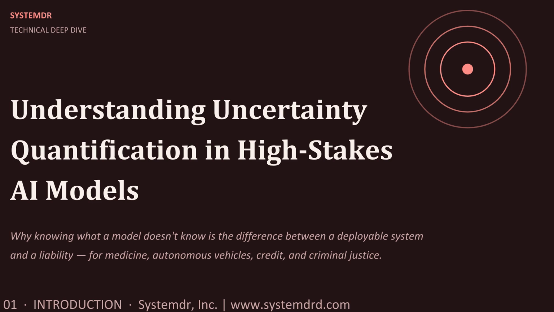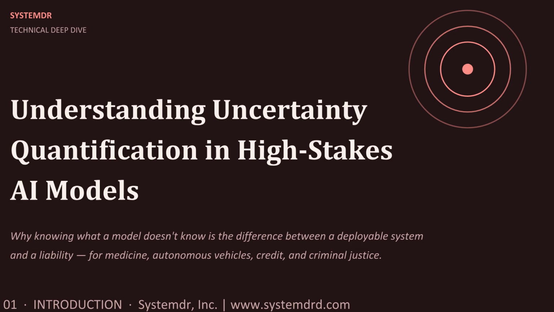A model can be 99% accurate on average and still be the most dangerous component in your system. Because average accuracy tells you nothing about whether the model knows when it's in that unlucky 1%. In medicine, autonomous driving, lending, and criminal justice, systems don't usually fail on the easy cases. They fail on the edge cases the model was never trained to recognize as edge cases. Uncertainty quantification is the discipline of making a model's confidence trustworthy, not just its point prediction.